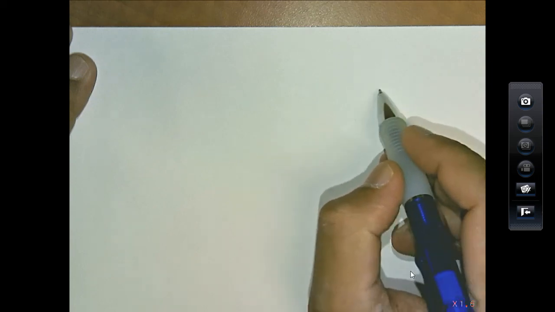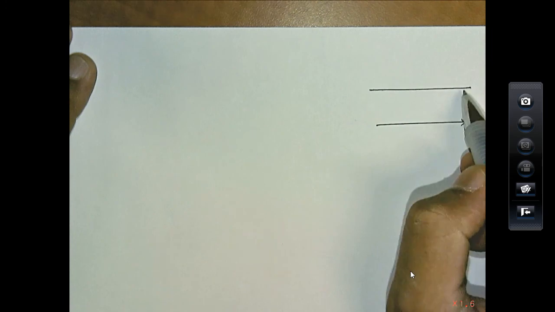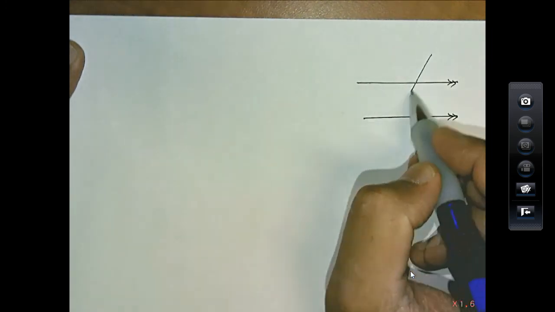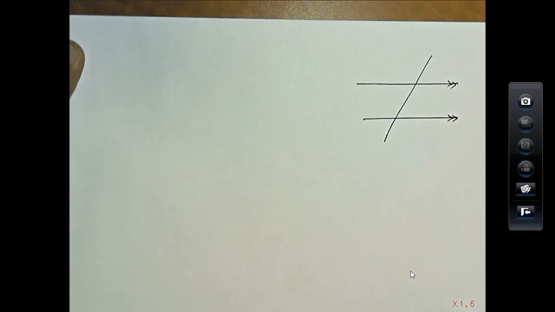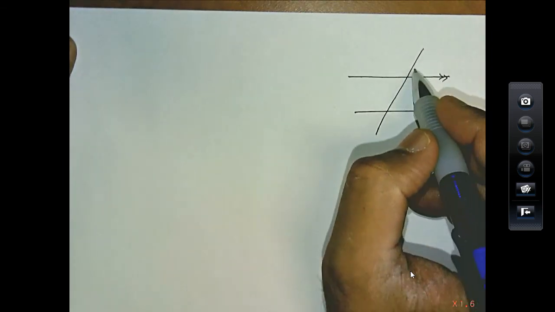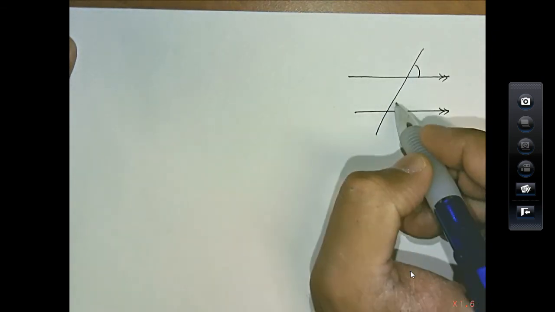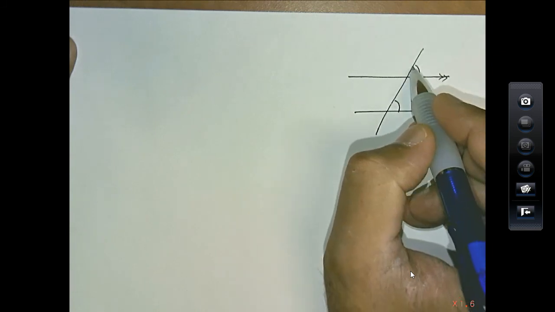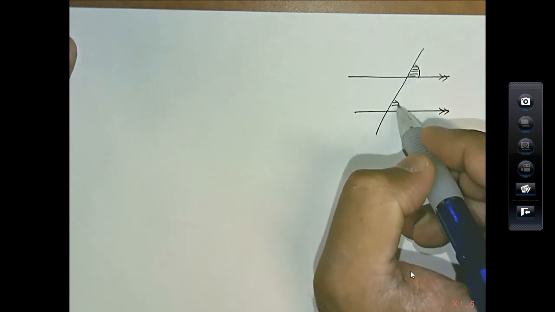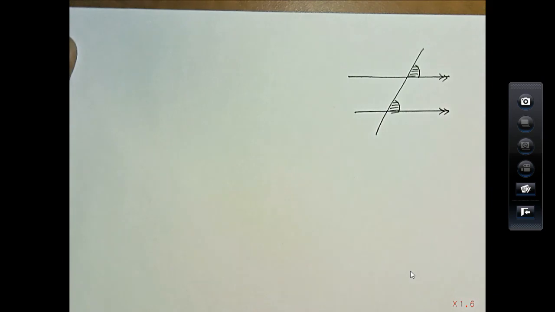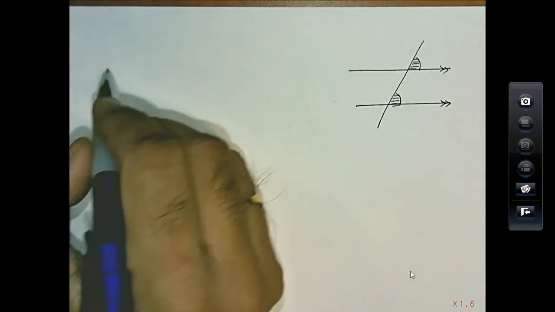If two lines are drawn, two lines are parallel, okay? Say that a transversal is drawn. Just now we discussed that these two angles are corresponding angles and these are equal in measure, right? So let me write the statement.